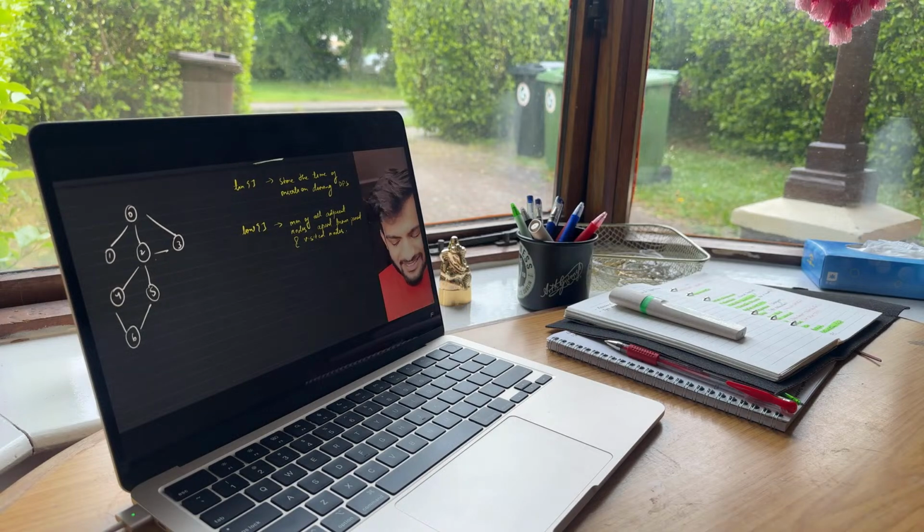So if you did not understand the exact use of low, do not worry. When I do a dry run on this particular graph, you'll get an idea about what the exact definition of low is here, because it's slightly different from the bridges in a graph.